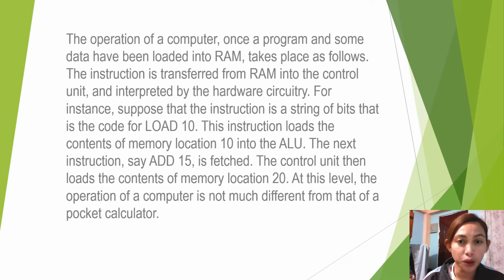The operation of a computer once the program and some data have been loaded into RAM takes place as follows. The instruction is transferred from RAM into the control unit and interpreted by the hardware circuitry. For instance, suppose that the instruction is a string of bits that is the code for load 10. This instruction loads the contents of memory location 10 into the ALU. The next instruction, add 15, is fetched. The control unit then loads the contents of memory location 20. At this level, the operation of a computer is not much different from that of a pocket calculator.